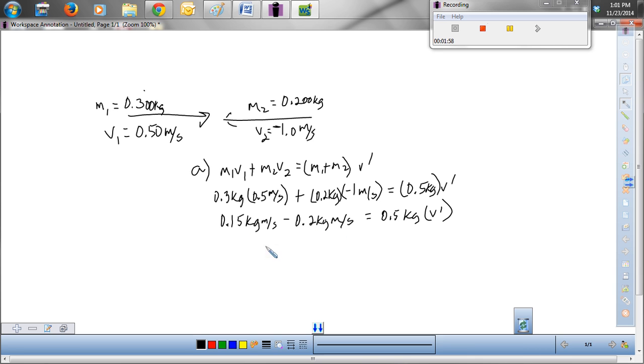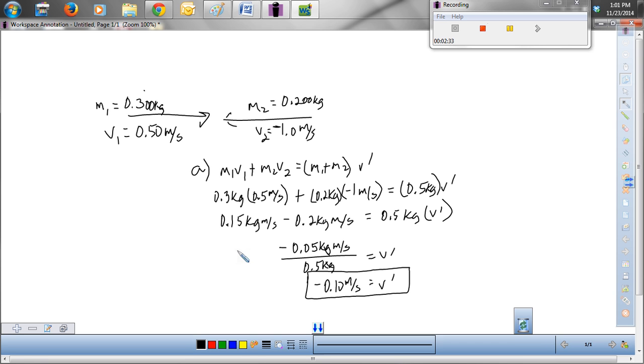So positive 0.15 minus 0.2 is going to be a negative 0.05 kilogram meters per second. Going to divide that by 0.5 kilograms, a half a kilogram, to give me v prime. So 0.05 divided by a half is the same thing as 0.05 times 2, and that gives me negative 0.10 meters per second is equal to v prime. So the group is connected and they are being moved to the left.